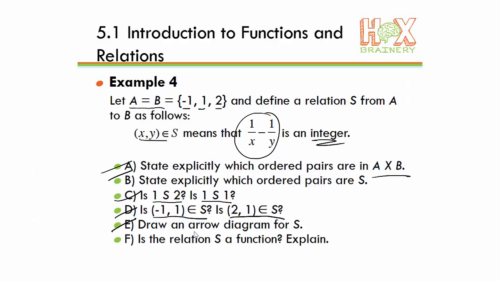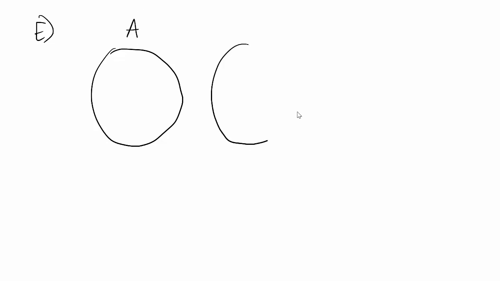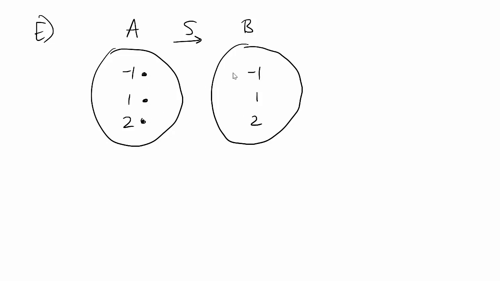And then part E, draw an arrow diagram for S. So we have set A, we have set B, and this is relation S. Got -1, 1, 2 in each of these. And the ordered pairs that we had in S were -1, -1, -1, 1, 1, -1, 1, 1, and 2, 2. So that's our arrow diagram.